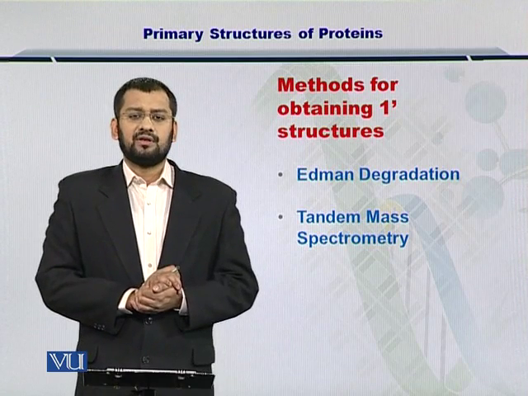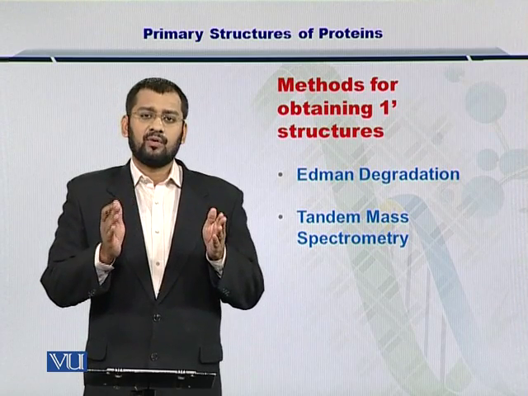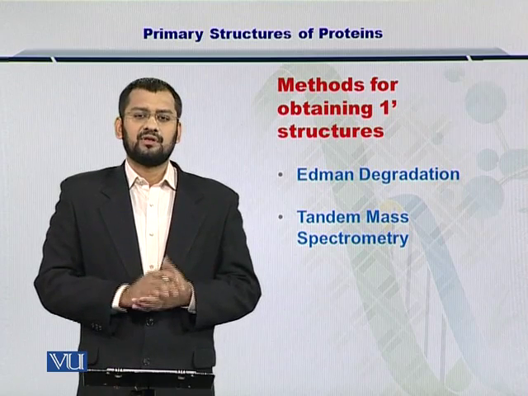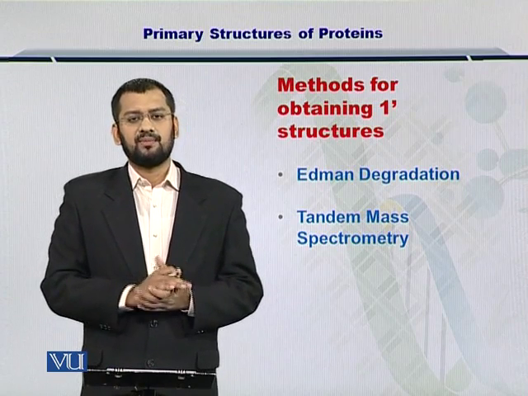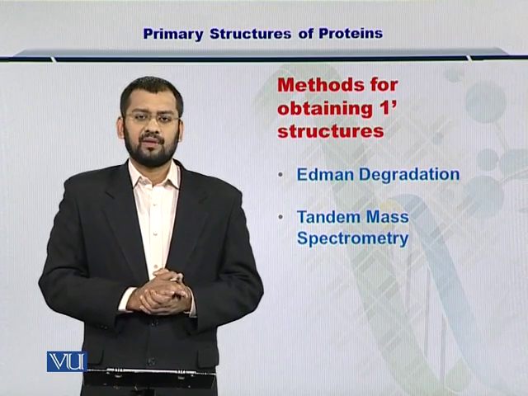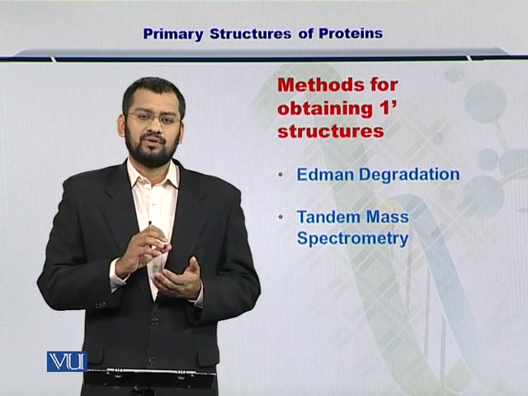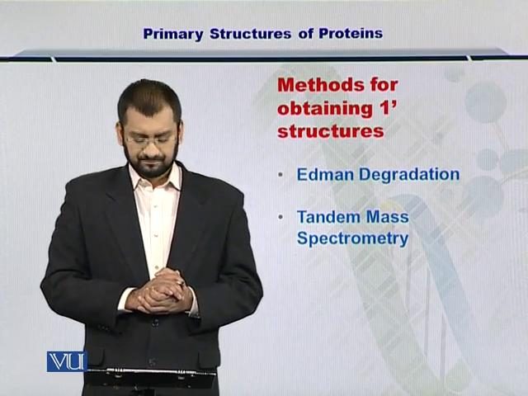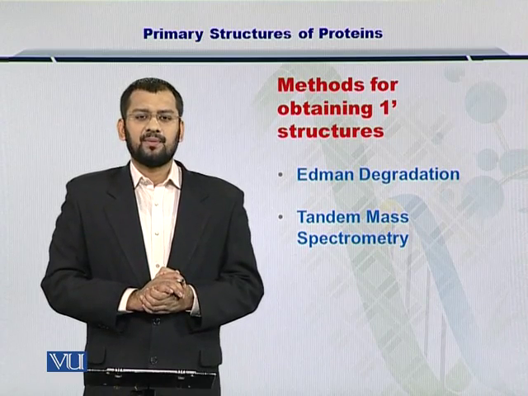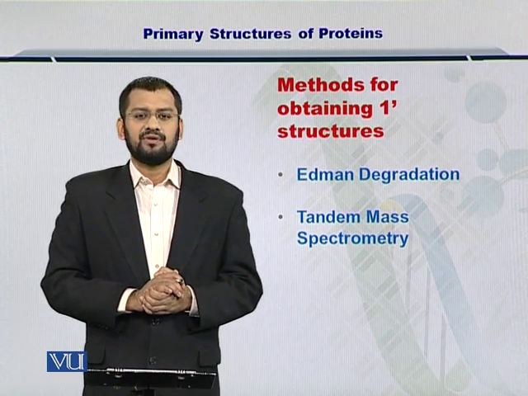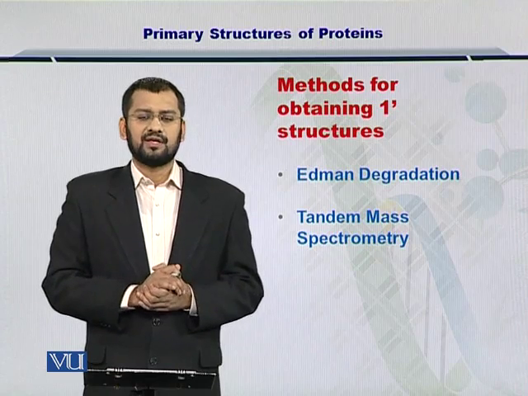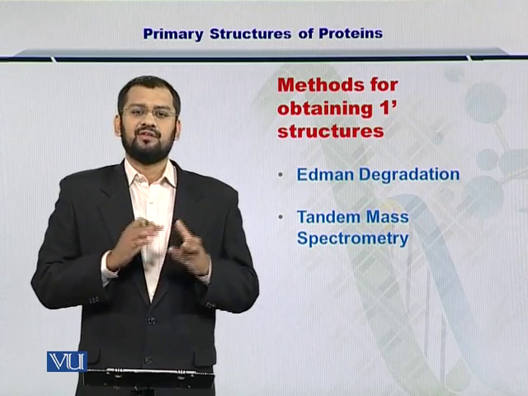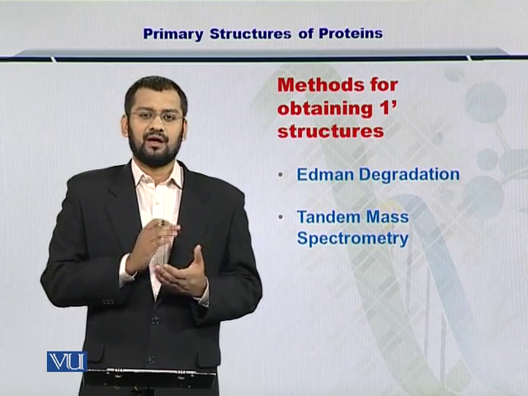There are two methods to obtain the amino acid sequence of a protein. The first one is the Edman degradation. It's an experimental protocol that is slow but is able to tell you the amino acid sequence for up to 100 amino acids. The second experimental protocol is called tandem mass spectrometry, and this technique is able to sequence very large proteins as well. When I say sequence, I essentially mean the amino acid sequence.